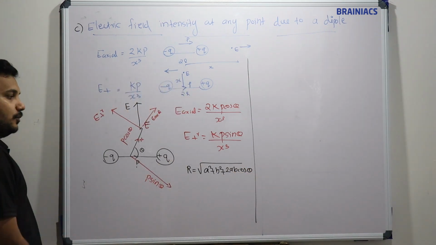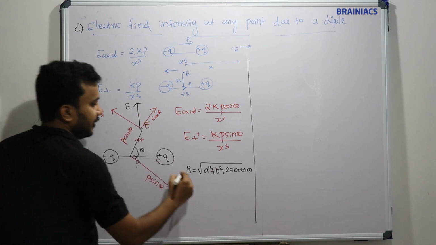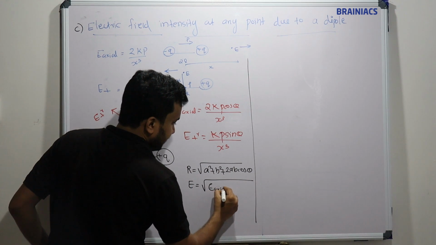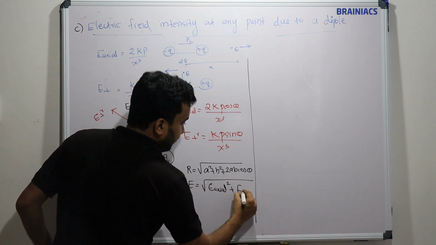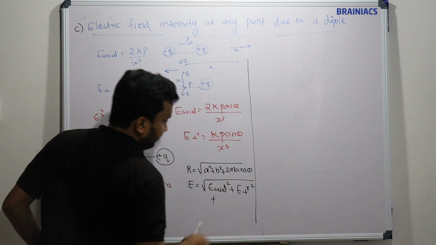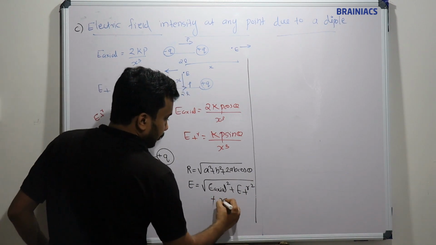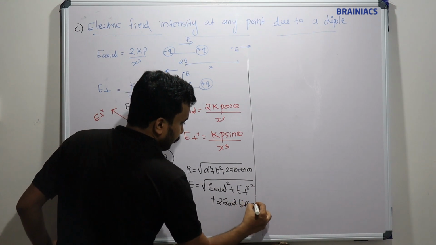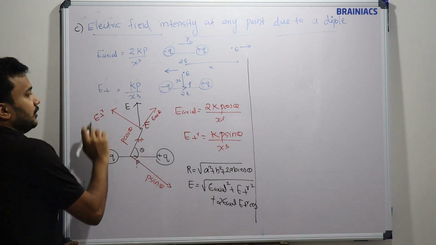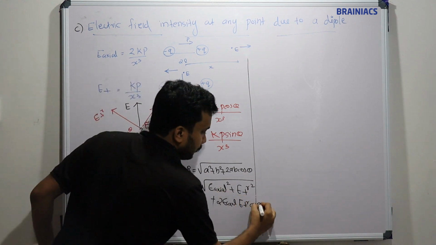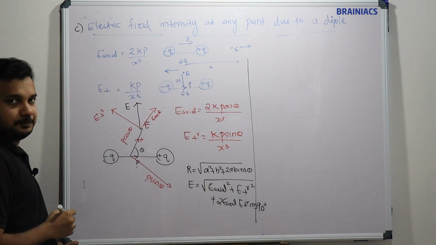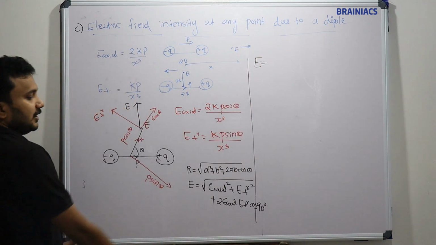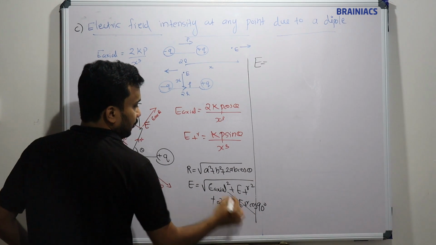In the same way, here we are going to find the electric field. The electric field will be equal to root of E axial square plus E perpendicular square plus 2 into E axial and E perpendicular into cos of, what is the angle between these two? I told you both are perpendicular, so it is cos 90. What is the value of cos 90? 0. So only the first two terms will remain, and this term goes completely to 0.